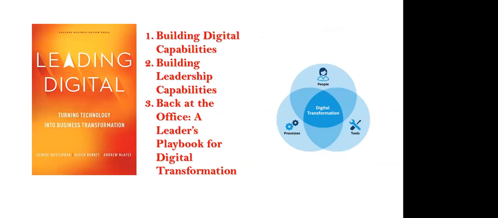This is another book which I would like to recommend. It will be very good for digital transformation. It talks about turning technology into business transformation. Digital transformation includes people, process, and tools. The book covers, in three chapters, building digital capabilities and building leadership capabilities. Back at the Office: A Leader's Playbook for Digital Transformation is available, and those who would like to teach can use this as a case study book.